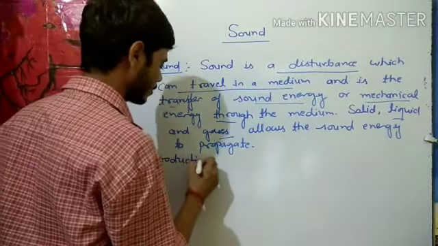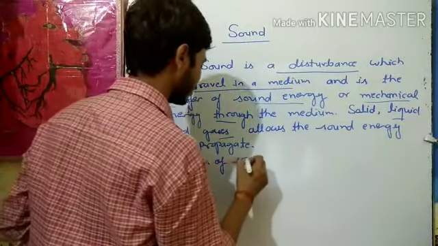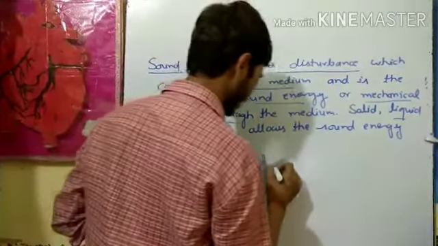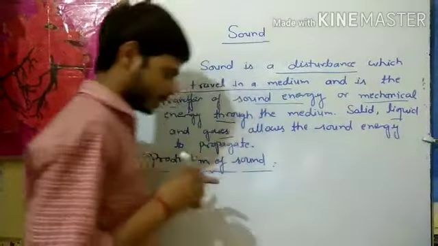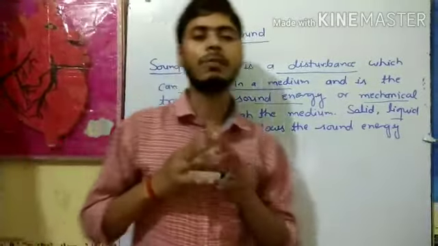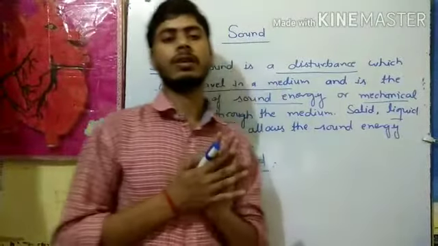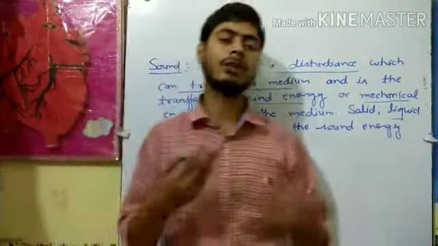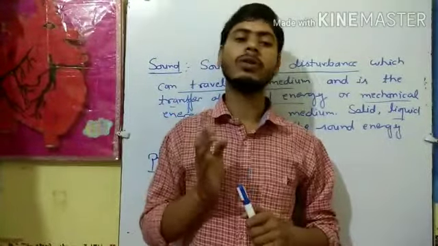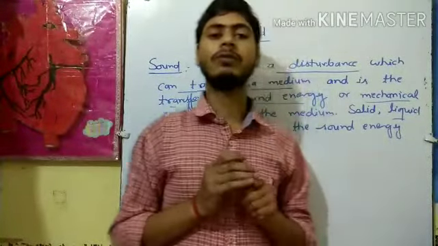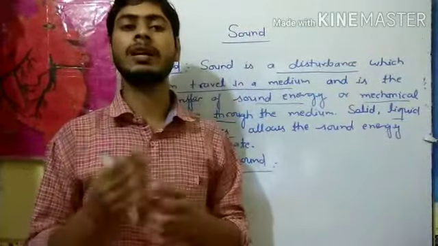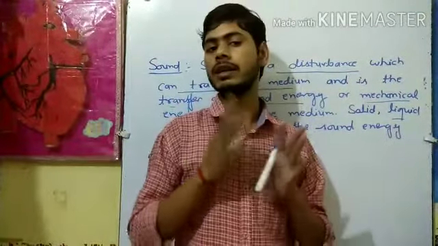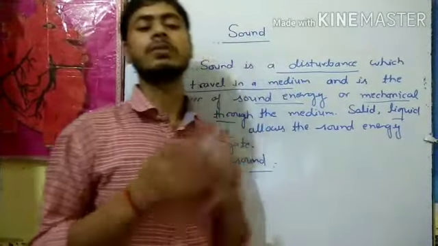Production of sound. That means how the sound can be produced. So sound is produced with the help of vibration, or we can say by the vibrating object. Once more, how can the sound be produced? Sound is produced with the help of the vibrating object. That means when vibration occurs in an object, then the sound is produced.